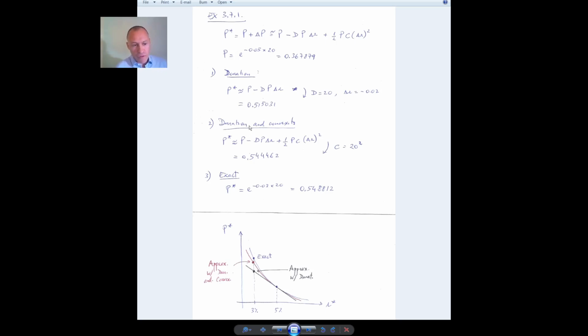But if I use both duration and convexity, I am using more terms in the Taylor expansion, the Taylor series, and therefore I get closer to the truth. So the red line here shows the approximation that I get with both duration and convexity, which is, as I said, much closer to the exact price. As you can see, it's the difference between this number here and this number here, which is quite close. So it's not the exact number, but it's a reasonably good approximation.